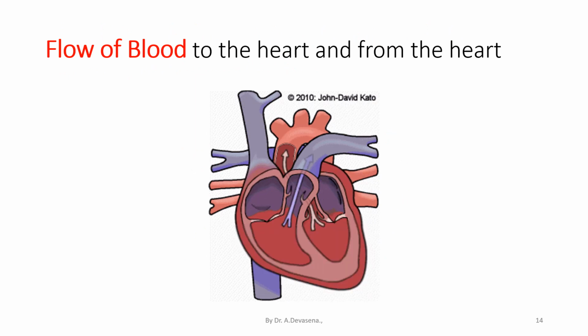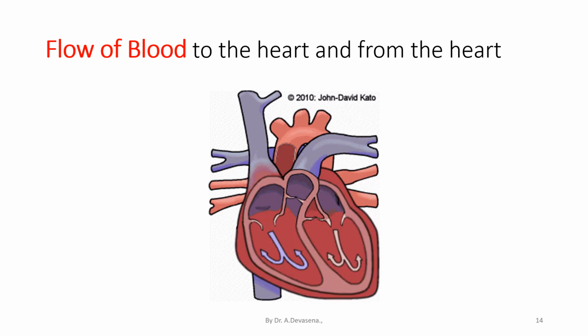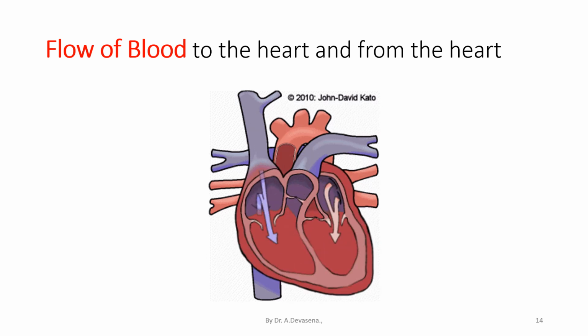Flow of blood to the heart and from the heart. The given animation represents the flow of blood to the heart and from the heart. The blue color indicates that impure blood is passed to the lungs where it gets purified, and the red color indicates that pure blood from the lungs is passed to the heart.